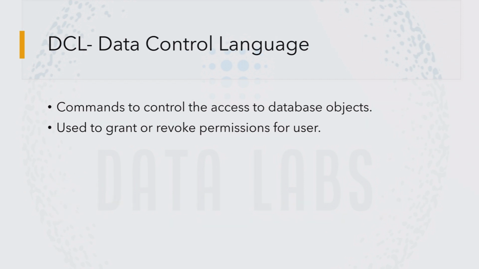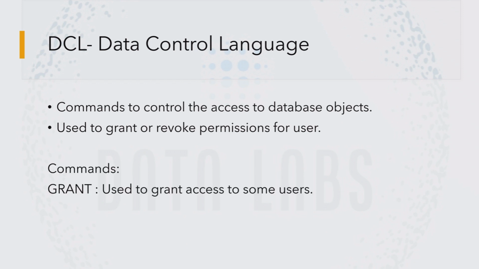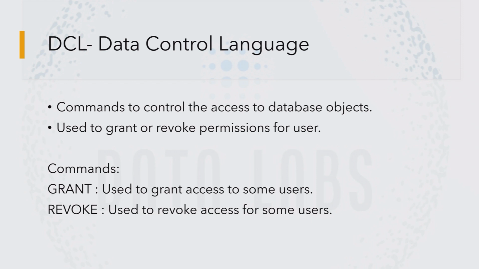Data control language. DCL commands are used to control the access and permission for the database objects by granting and revoking permissions for the users. DCL commands are grant, which is used to grant the access, and revoke, which is used to revoke the access.